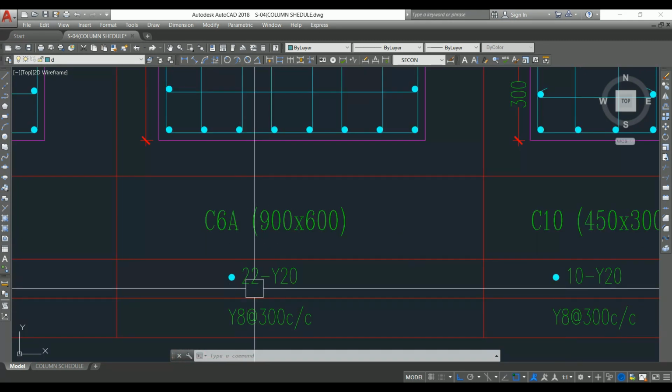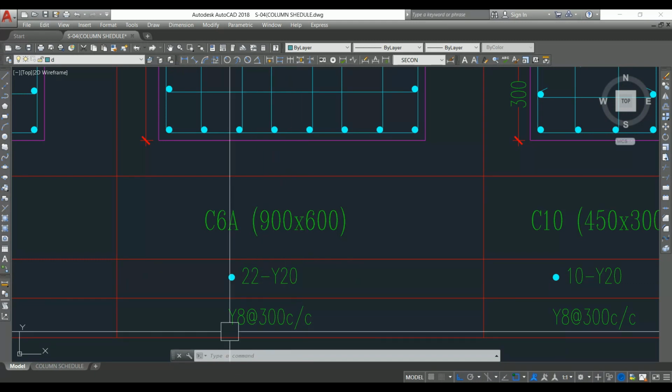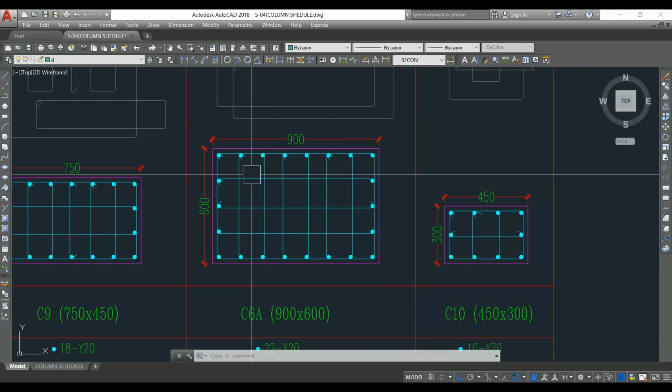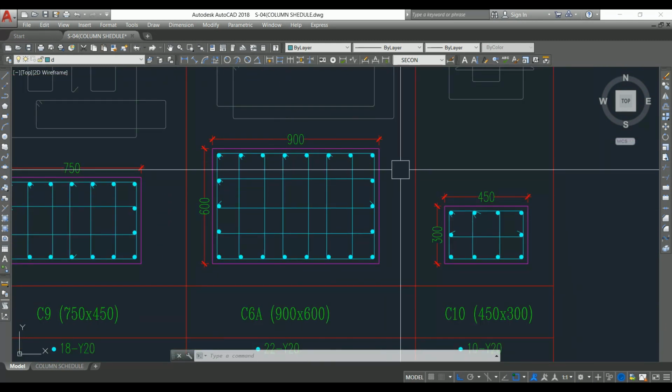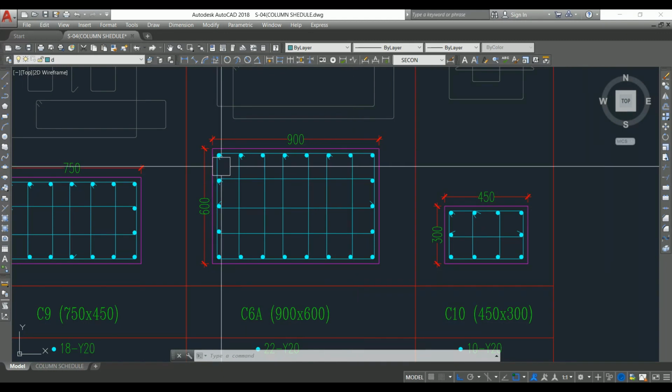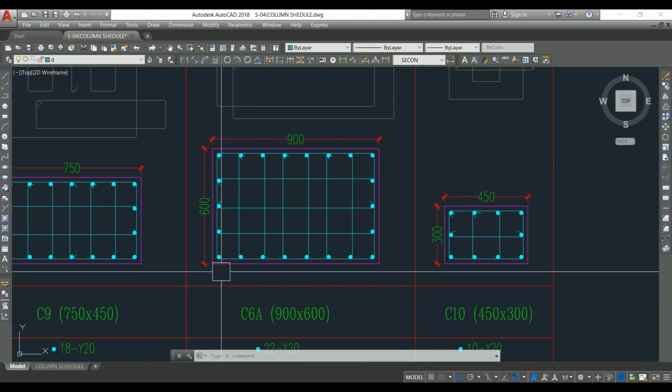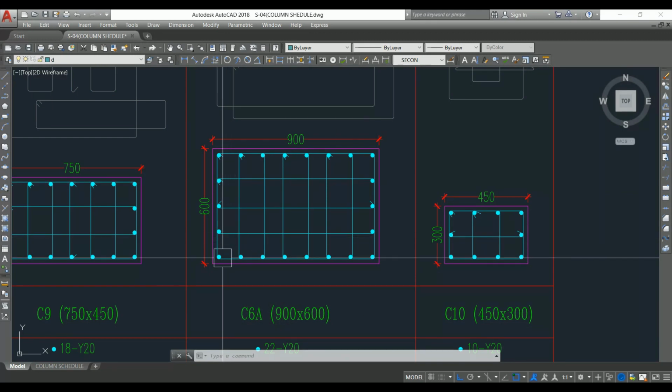Next one is column 6A, that is 900 by 600. Here we have 22 number of 20 mm dia bar, and the tie spacing is 8 mm at 300 mm center to center. In the longer direction, that is 900 mm, 8 number of bars are provided. This side it is 6 bars, and in the shorter direction 6 number of bars.